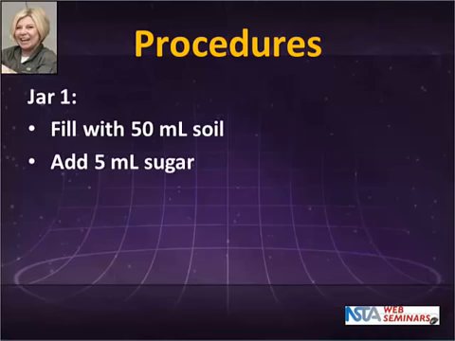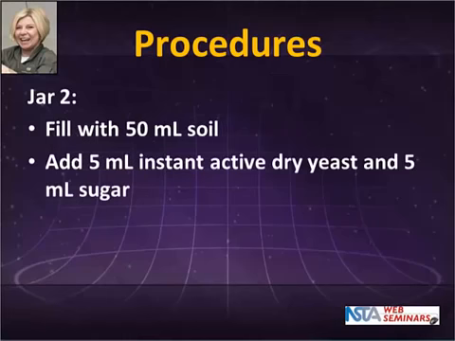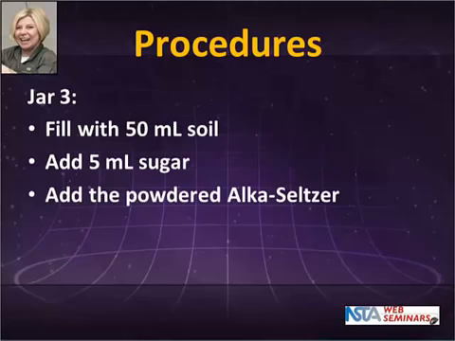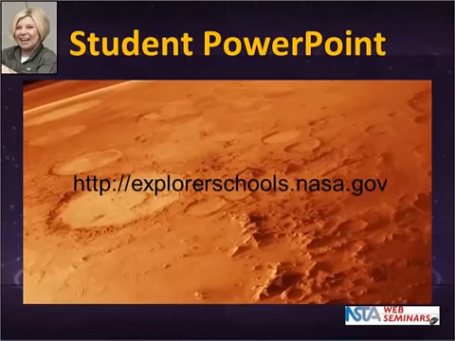Okay, again, jar 1, you're going to fill it with 50 milliliters of soil, and you're going to add 5 milliliters of sugar to that. In jar 2, 50 milliliters of soil and 5 milliliters of instant active dry yeast and 5 milliliters of sugar. Okay, and then in jar 3, instead of yeast, you're going to use the powdered Alka-Seltzer, and again, grind that down very nicely so they can't actually see what's going on in those containers.